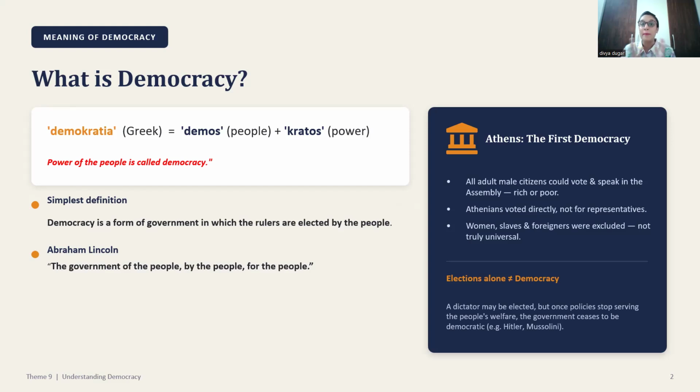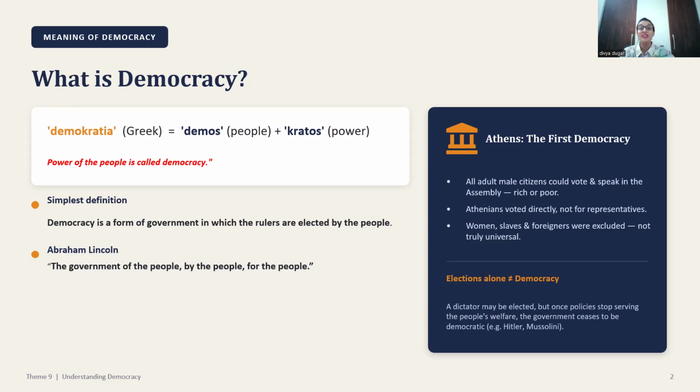Okay, so students, democracy is derived from two words, demos and kratos. Demos means people, kratos means power. So power of the people is called democracy. So it's a very simple definition. Power of the people is democracy. So students, see, democracy is a form of government in which the rulers are elected by the people.